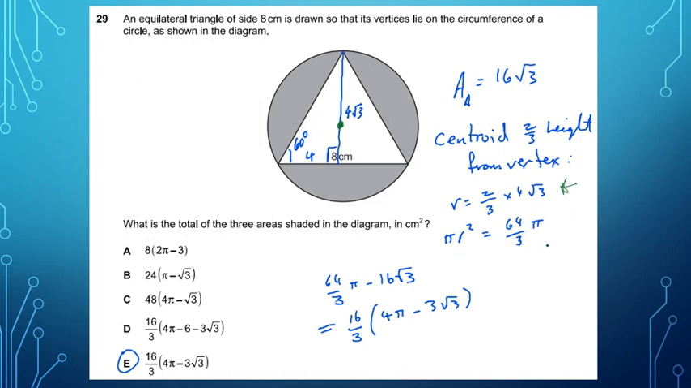So we use the radius that we've got with pi r squared to work out that area. Then all we have to do is take away the area of the triangle from before, and that agrees with answer E. Next.